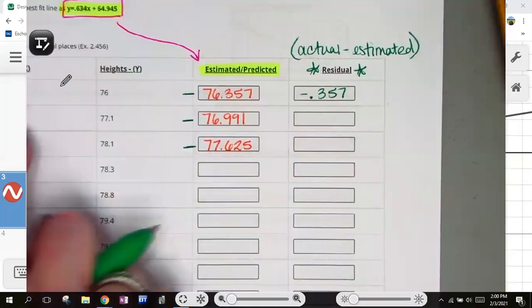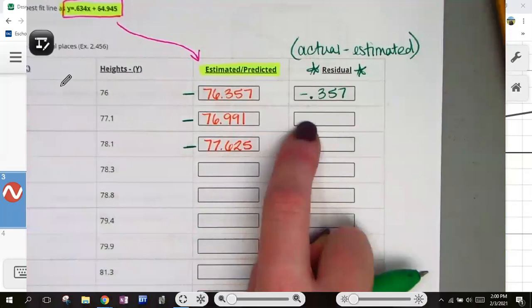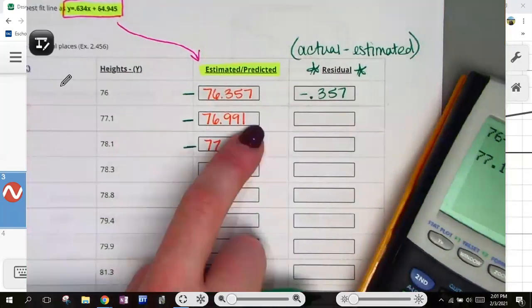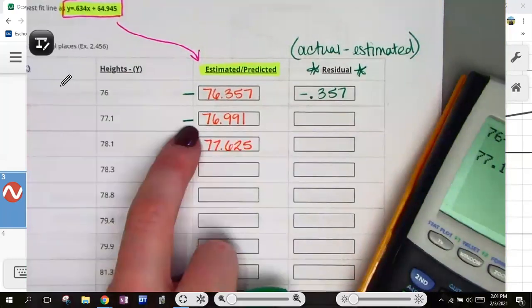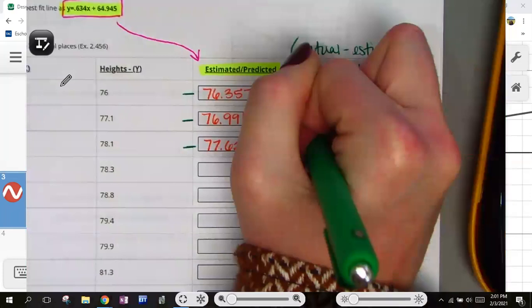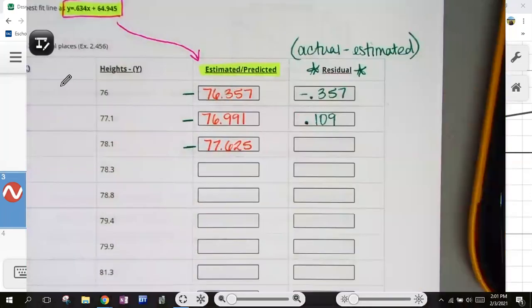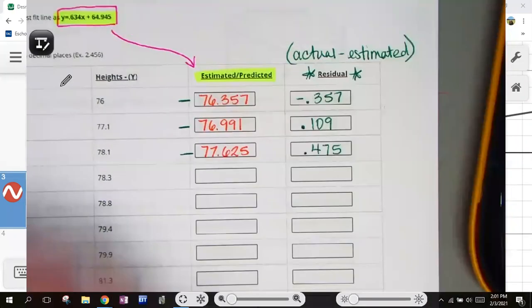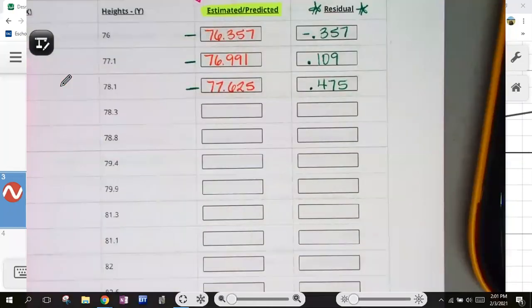All right, how am I going to do it for this one? How am I going to find the residual? Good, 77.1 minus 76.991. All right, so I got 0.109. And then finally I have 78.1 minus 77.625. And I get 0.475. All right, and obviously I would continue doing that same process all the way down.